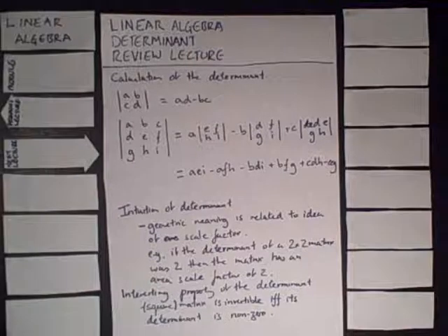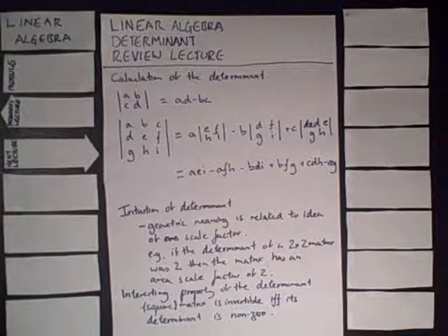Linear Algebra, a review lecture on the determinant. So the determinant is a special number associated with any square matrix. First of all, we're going to deal with how it's calculated, then we'll talk about the intuition and why it's important. So how is it calculated?